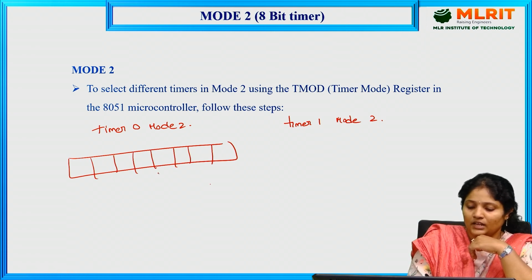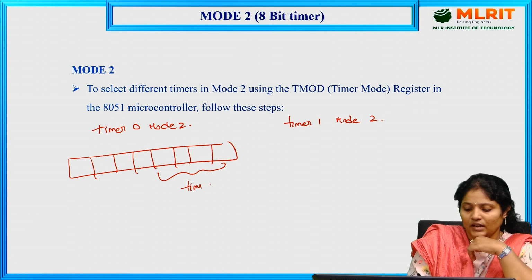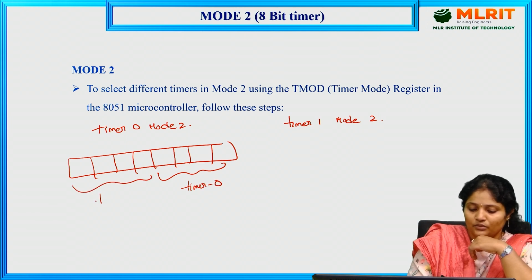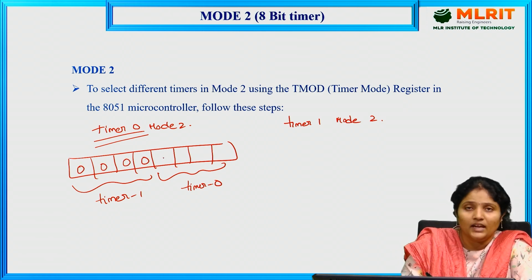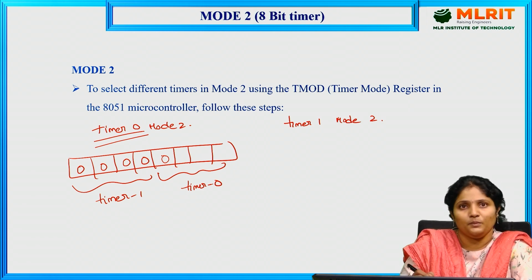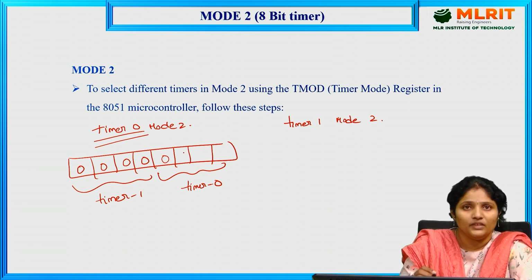So here is the TMOD register, which is used for timer 0 and timer 1. Here I need timer 0, so all the values of timer 1 will be kept as 0. Next, the GATE bit: software is used, so I am keeping 0, and I need to select it as a timer, so the C/T bar bit needs to be 0. Again, now mode 2.